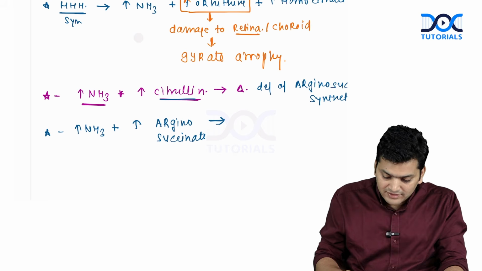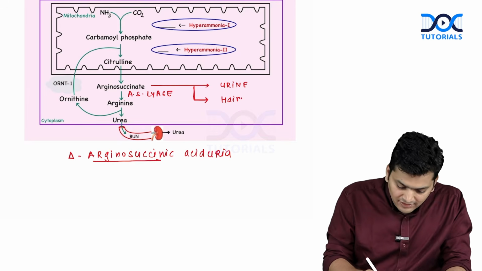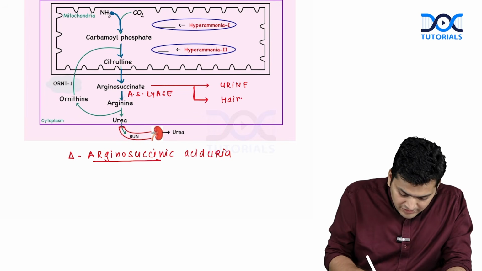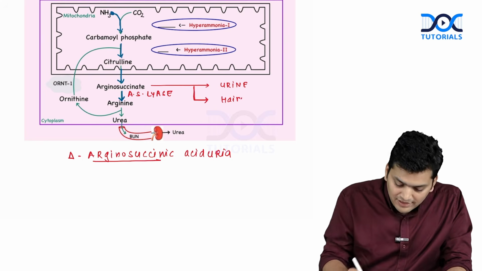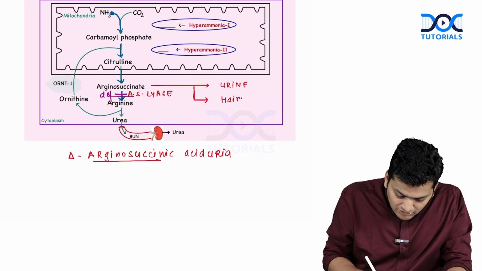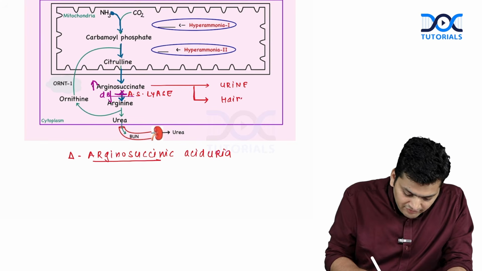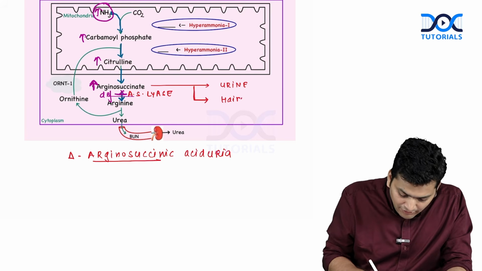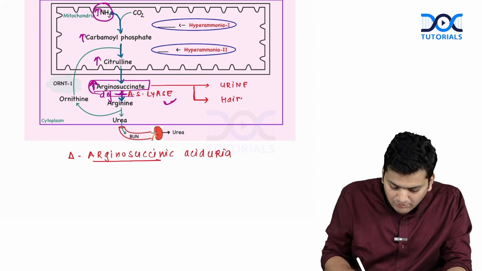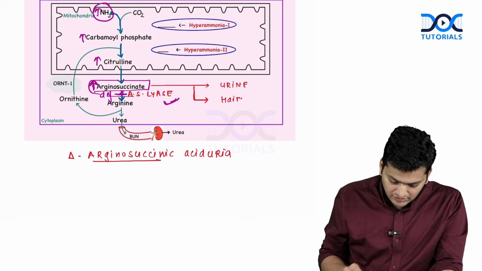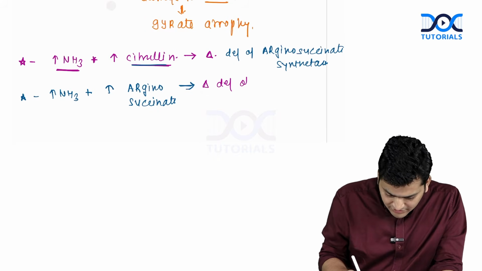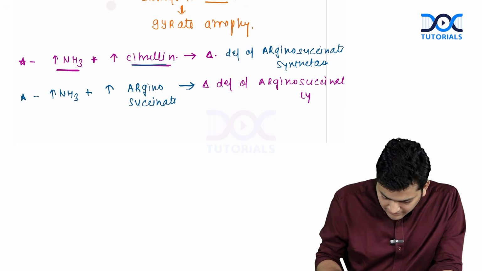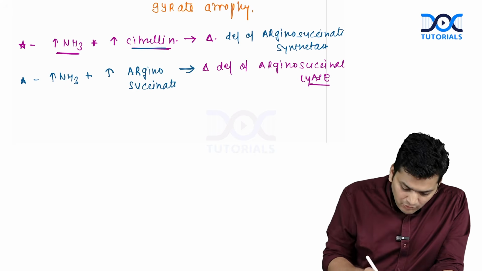If I again show you the same thing here in this diagram, see here, normally the ammonia converts here, citrulline to arginosuccinate and arginosuccinate to arginine. Now I am saying that if this enzyme is not there, there is deficiency of this enzyme, the reaction will not happen, arginosuccinate will increase, this will increase, this will increase, and this will increase. So if there is increase in the ammonia with increase in the arginosuccinate, it means the problem is in arginosuccinate lyase. There is going to be deficiency of arginosuccinate lyase.